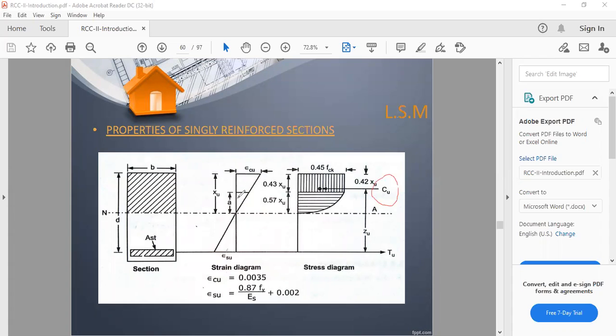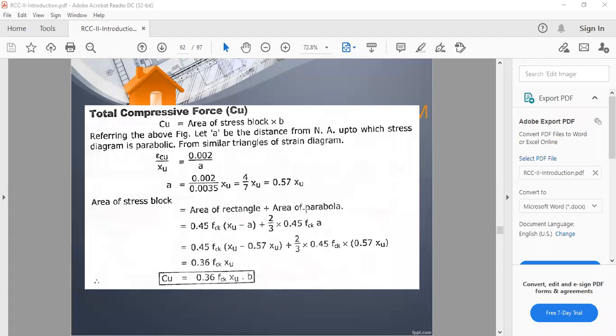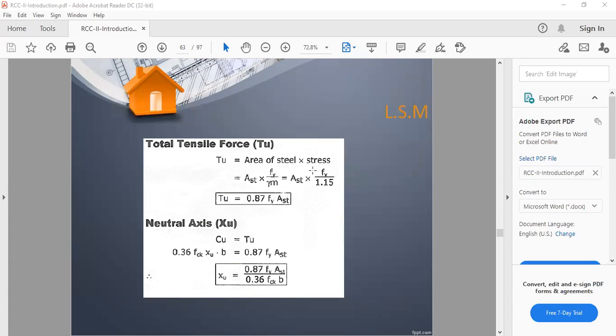and based on this similar triangle, this is the value, and here it is the value from this itself, and this is your 0.456, this is 0.43 and 0.57, and accordingly you will get this Cu. So here Cu is the one which is important, or how you got the Cu, the compressive force. Once you know that, then we can move towards the total tensile force.